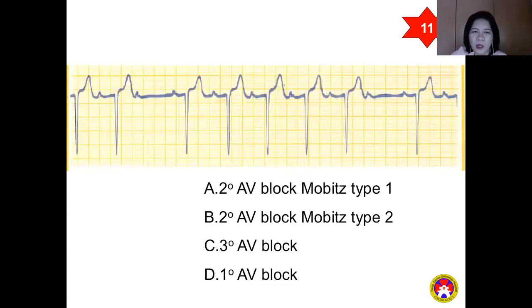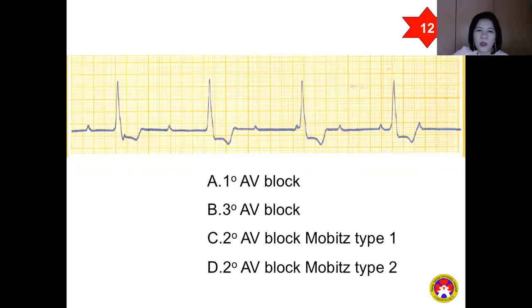But this one, here we see a gap again. And within that gap, you see a P with no QRST complex. So once you see a P without a QRST complex, you know you have a second degree AV block. Now look closely at this PR interval and compare it with this one. This one is a lot longer than this. So that means this is a second degree AV block Mobitz type 1 or Wenckebach.